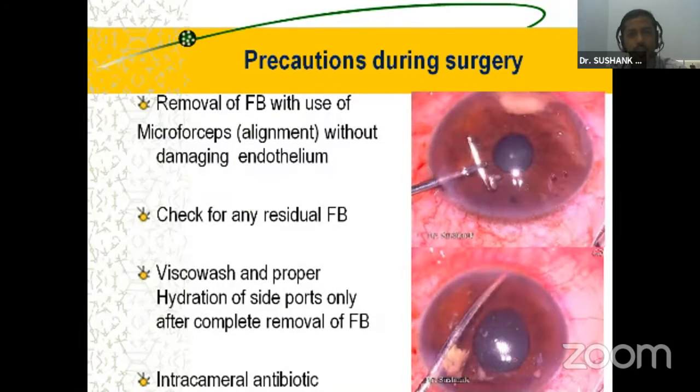Removal of the foreign body with the help of microforceps should be done without damaging the endothelium, and the alignment of the microforceps should be perpendicular to the foreign body while removing and bringing it towards the side port, and it should be along the long axis of the foreign body while removing it outside the side port or incision. Check for any residual foreign body, and visco wash and proper hydration of the side port should be done only after complete removal of the foreign body. Otherwise, residuals may be lost into the deeper layers.